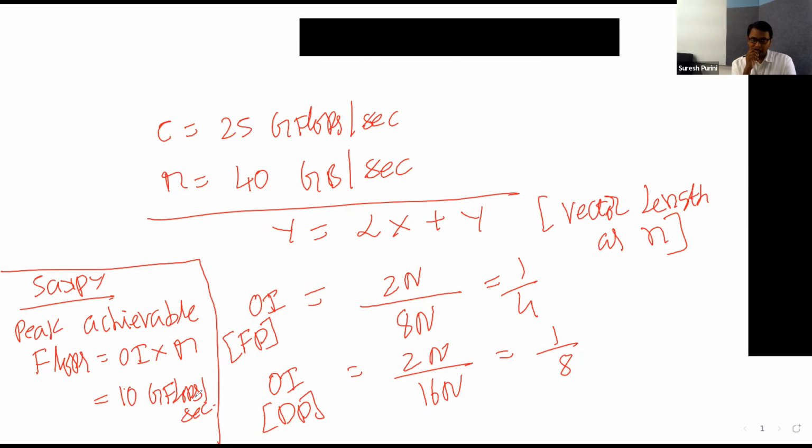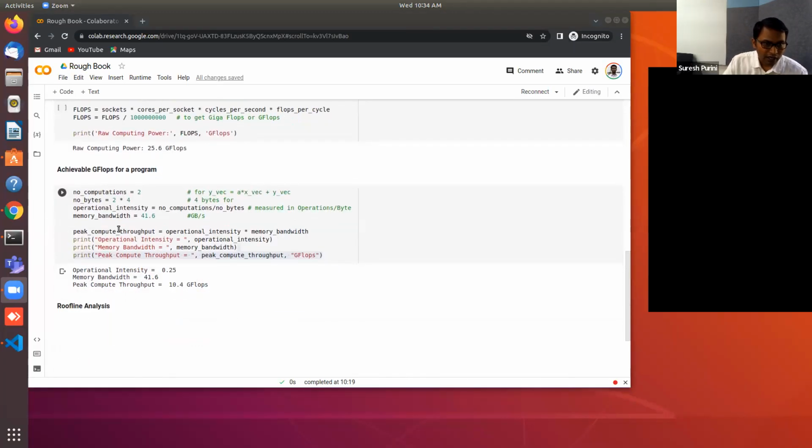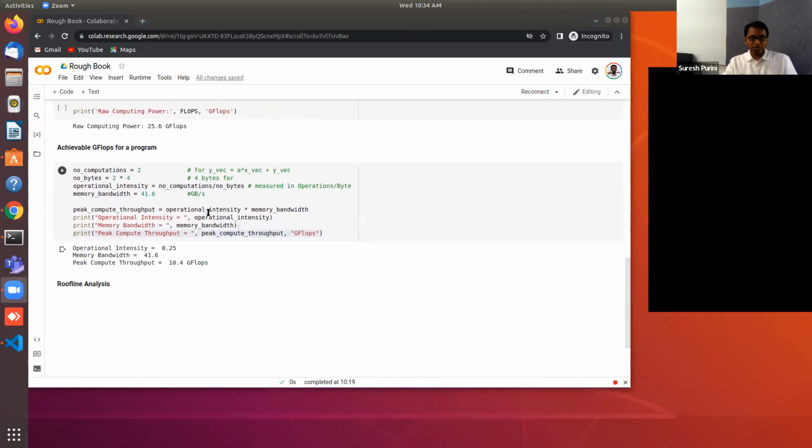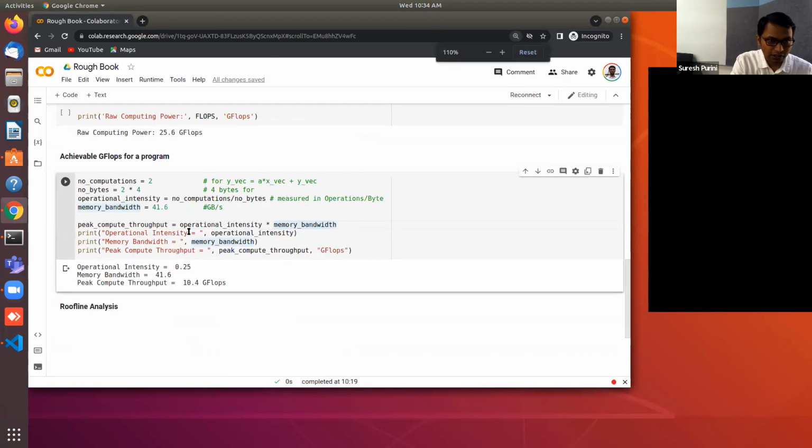Okay. Does this make sense? This is what we were seeing here, right? So let's share. If you go, so peak compute throughput is operational intensity into memory bandwidth. So this is what we got last time actually.